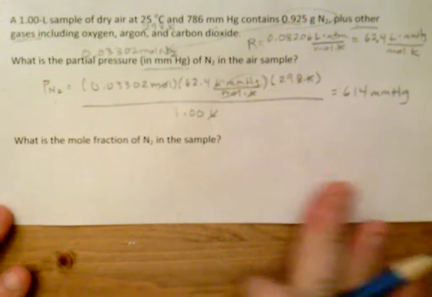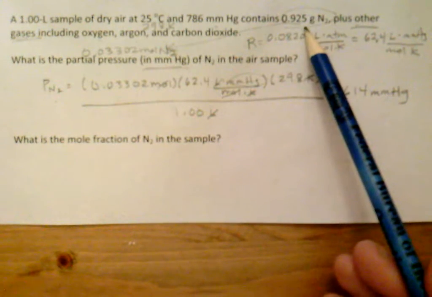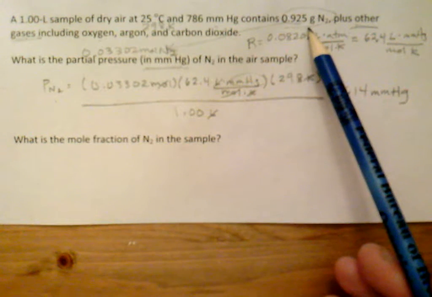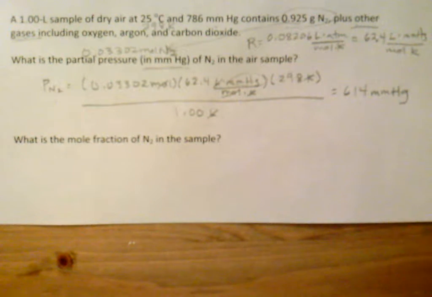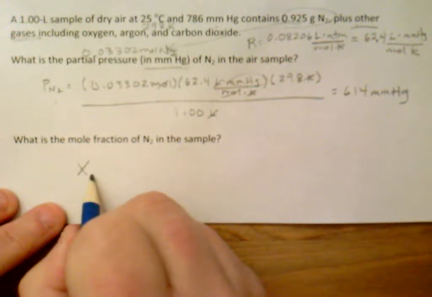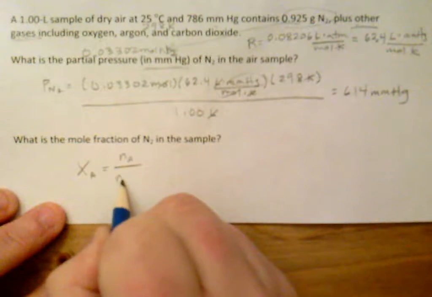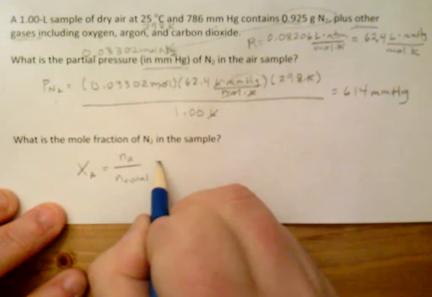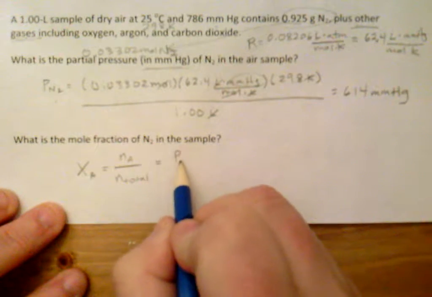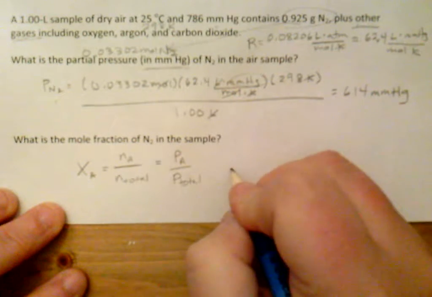Now it asks me, what is the mole fraction of N2 in the sample? Well, the problem here is that I have the number of moles of nitrogen, but I don't have the number of moles of any of the other gases. So I can't just add up the total moles and divide like I did before. But if you remember, we have our chi of A was equal to not only the number of moles of A over the total number of moles, but also it was directly related to the pressure. So it was related to the pressure of A over the total pressure. So we can do that.